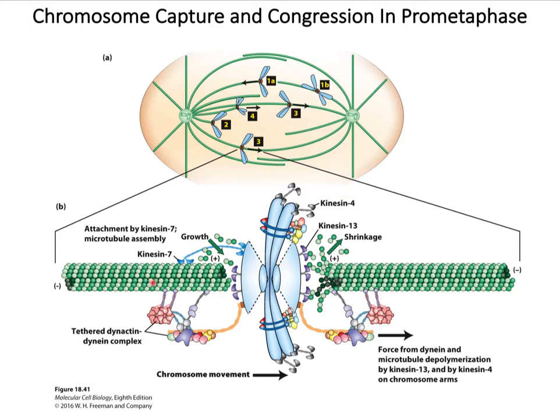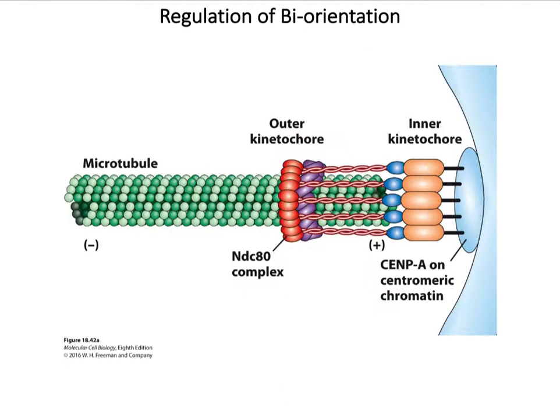The force of pulling to the poles overcomes the force of pulling the arms towards the center of the spindle, and that's the reason that they do have these V-shaped appearances. So I mentioned that the chromosomes have to be appropriately oriented. They have to be bioriented in order for the sister chromatids to be distributed to daughter cells appropriately. And the cell regulates this through 3 protein complexes.